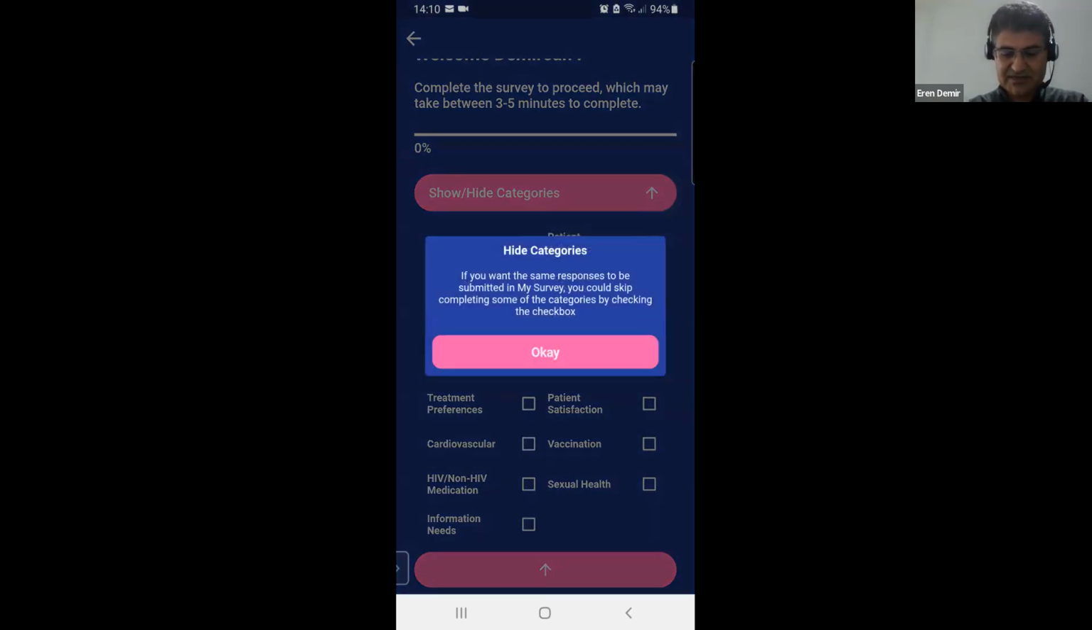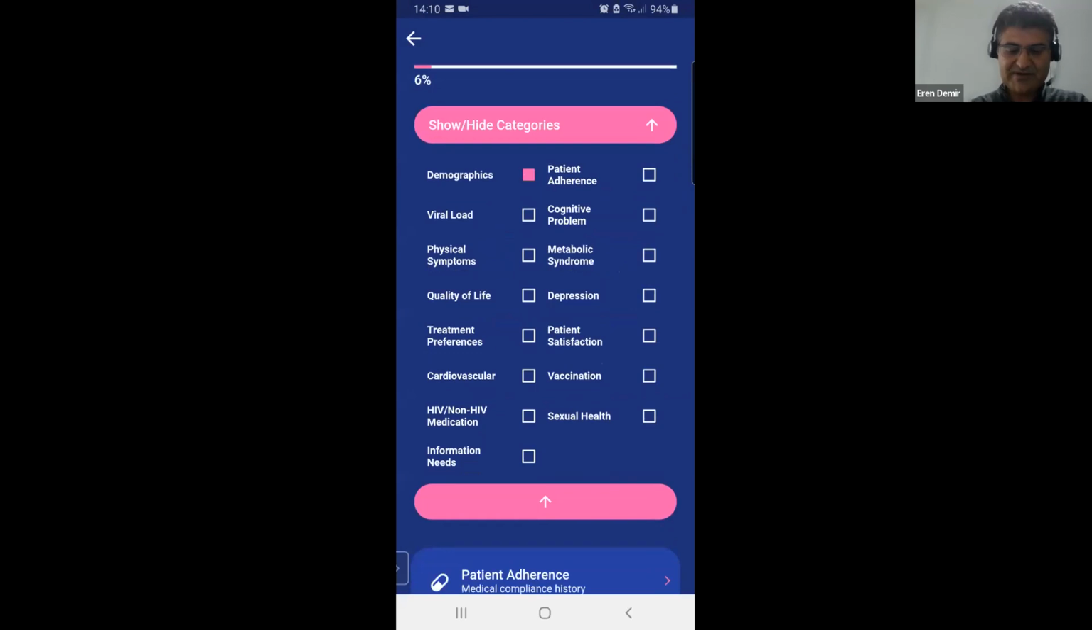So for instance, my demographics information doesn't change all the time. My vaccination status doesn't change all the time. So if I check these, it just automatically removes this from the list and I don't have to complete again. So all subsequent survey completions depend on key information of interest over here.